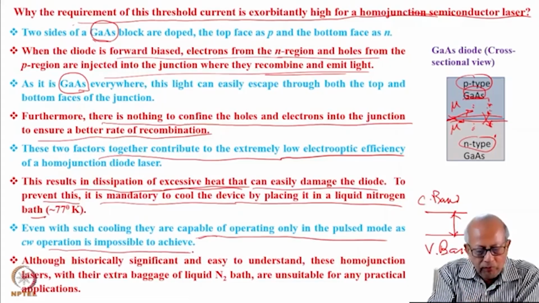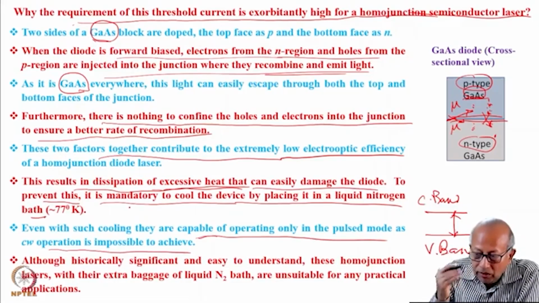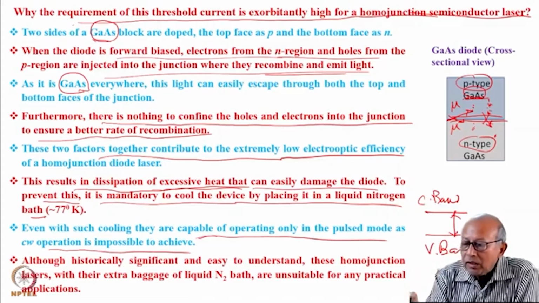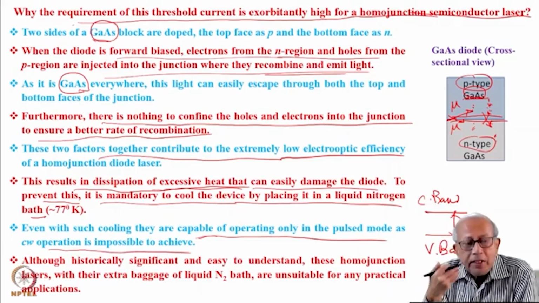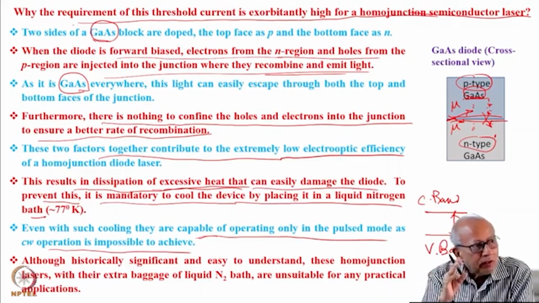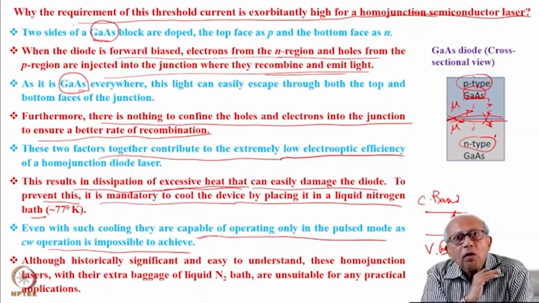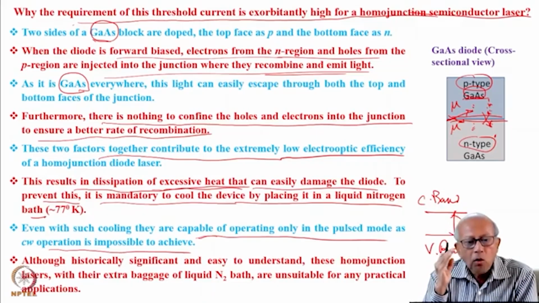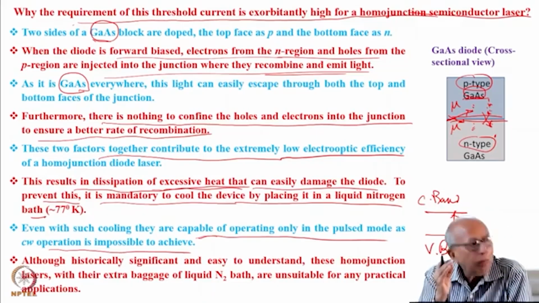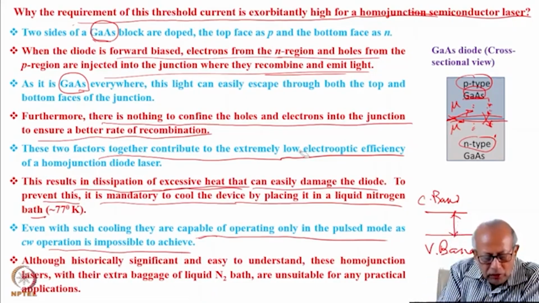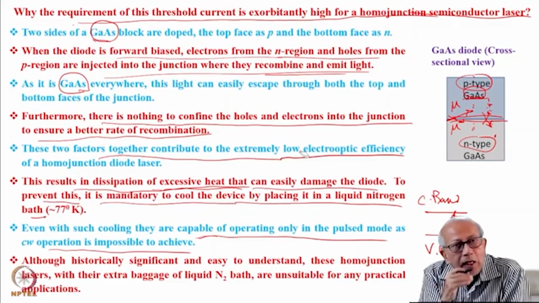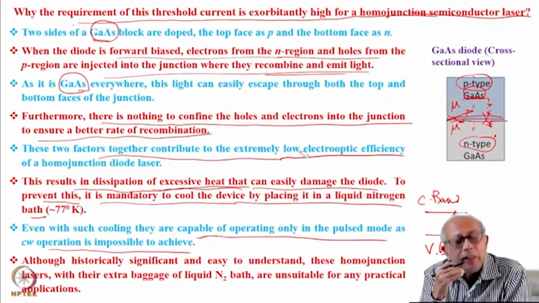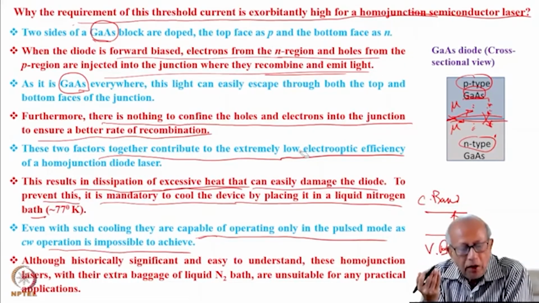So what I meant is that even with this cooling, such lasers operate only in pulsed mode. In continuous mode of operation, the heat that is dissipated is extremely high, and therefore it is impossible to operate this homojunction laser in continuous mode. Although historically significant, that means semiconductor laser operation has been invented in such a homojunction diode laser.